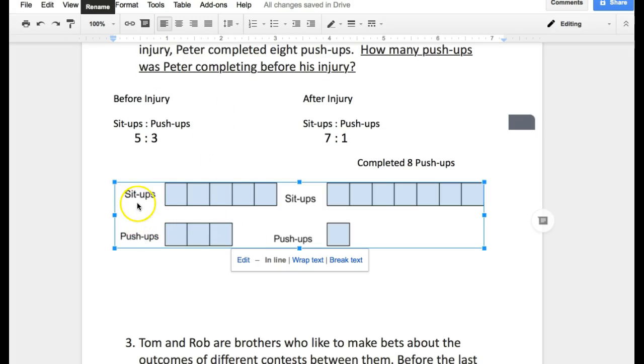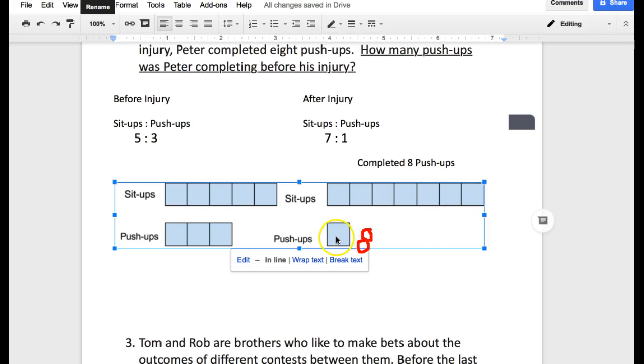Next, I labeled my tape diagram, sit-ups and push-ups. And then I said, okay, if he completed 8 push-ups after his injury, then 8 would go over here and fill in this box. Now, because the total number in the ratio, if you add 5 plus 3, you'll have 8 parts here. Here, 7 and 1, you'll have 8 parts. 8 parts make up our whole.